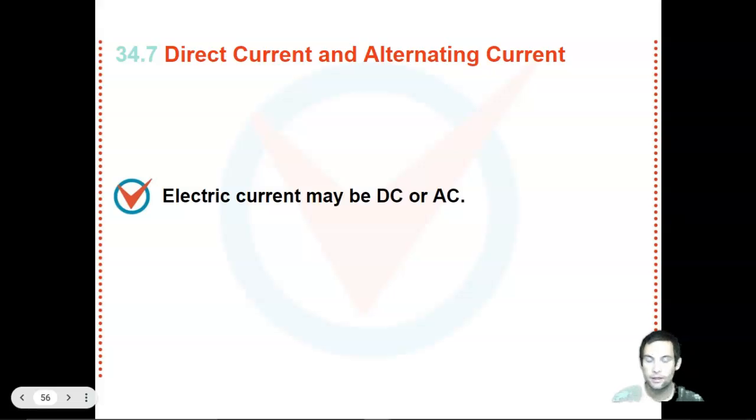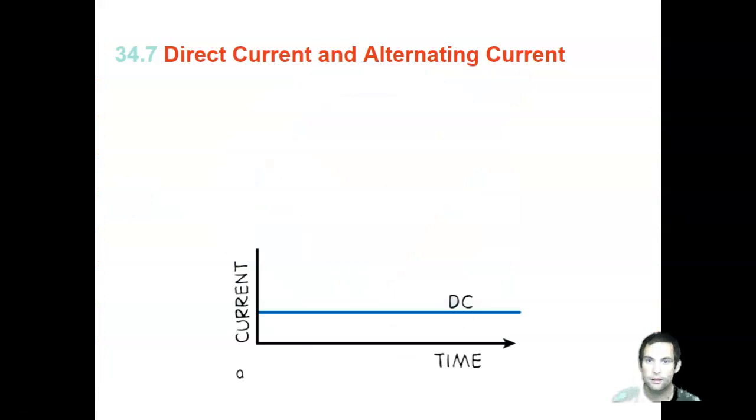All right, here we are with section 7, direct current and alternating current. Electric current may be DC or AC. That's where the band AC/DC gets their name from, if you happen to be a fan of really old rock.